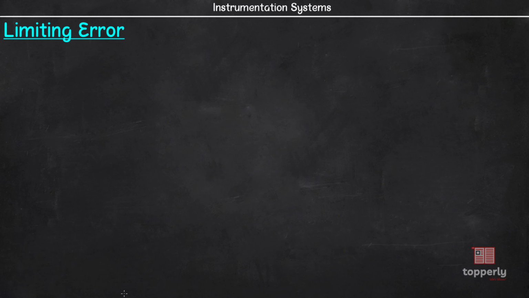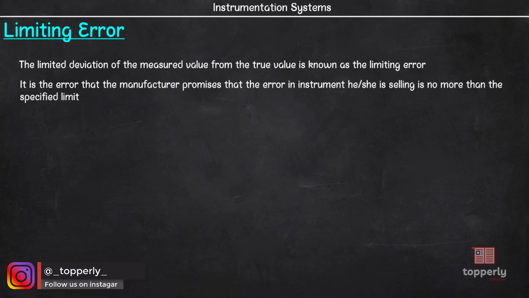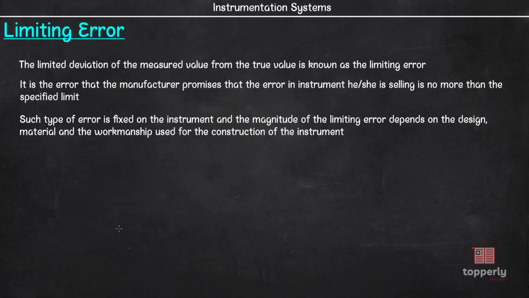The first term we need to study is limiting error. For any instrument, the manufacturer defines or guarantees a certain accuracy which depends upon the type of material and the effort required to manufacture the instrument. In other words, the manufacturer specifies certain deviations in measured value from the nominal value. The limits of these deviations are known as limiting error. And as I have already said, such type of error is fixed on the instrument, and the magnitude of the limiting error depends on the design, material, and the workmanship used for the construction of the instrument.